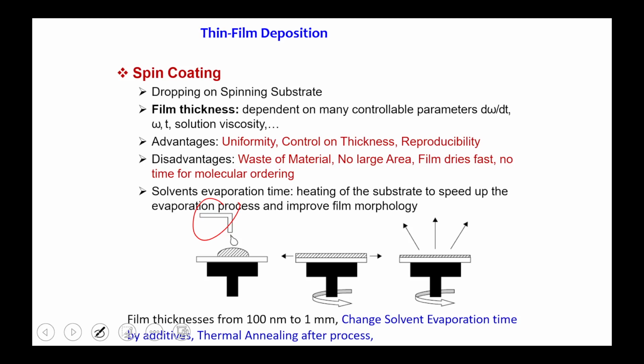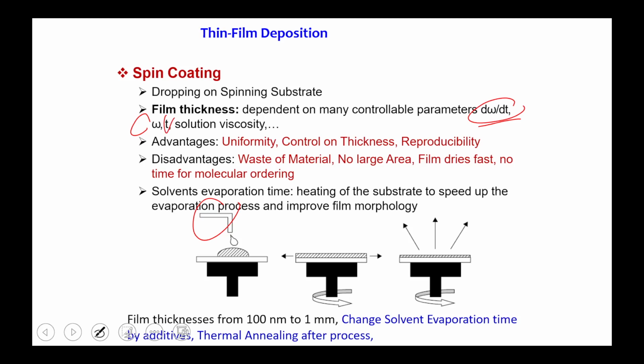Film thickness depends upon many controllable parameters, like dω/dt, ω, solution viscosity of the material. So this is the rotation speed of the material, this is the RPM, and this is the timing. Solution viscosity means how viscous the solution is, high viscous or less viscous. The film thickness depends upon that.